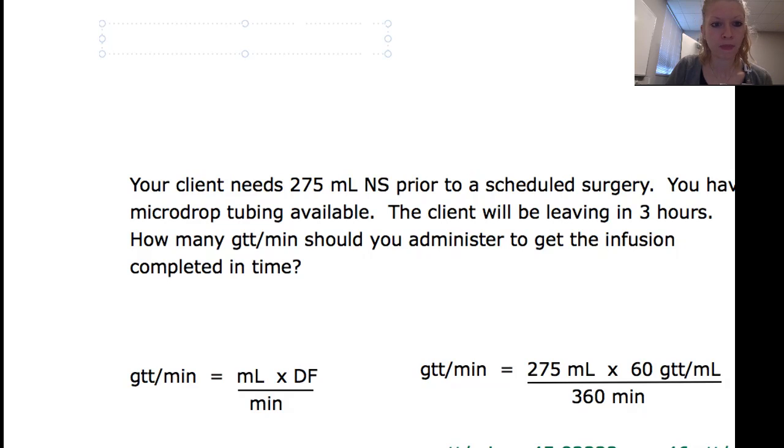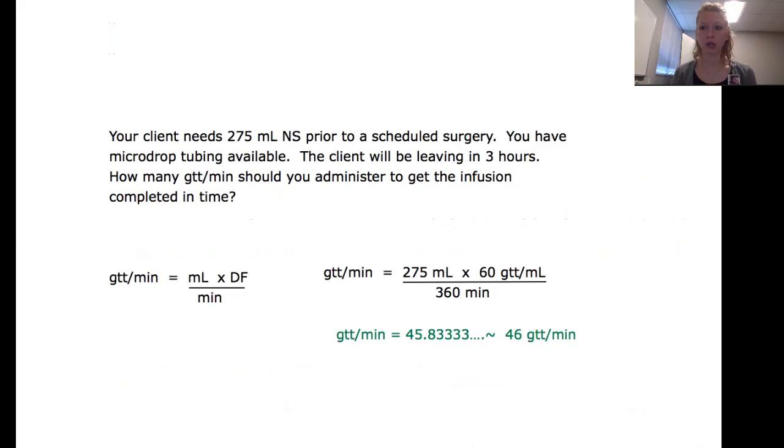Okay. So let's look at the same example we just did with the milliliters per hour, only now let's pretend we have drop tubing. So our client needs 275 milliliters of normal saline prior to a scheduled surgery. We've got micro drop tubing available, so let's stop right there. What does that mean? How many drops per milliliter am I working with? What's my drop factor? 60, right? If it says micro drop, I can just assume that.